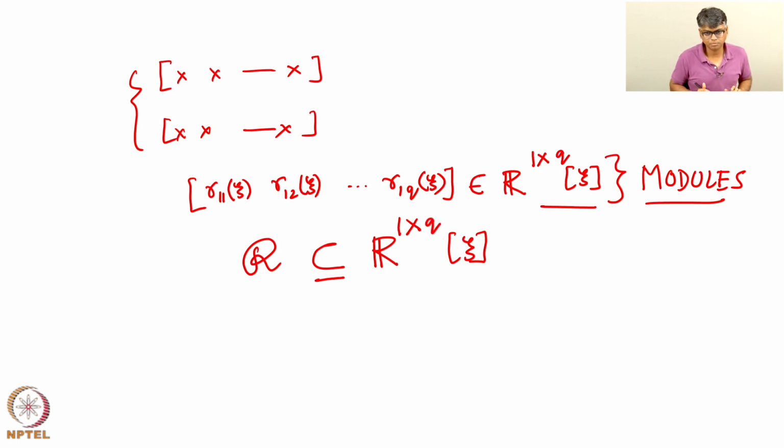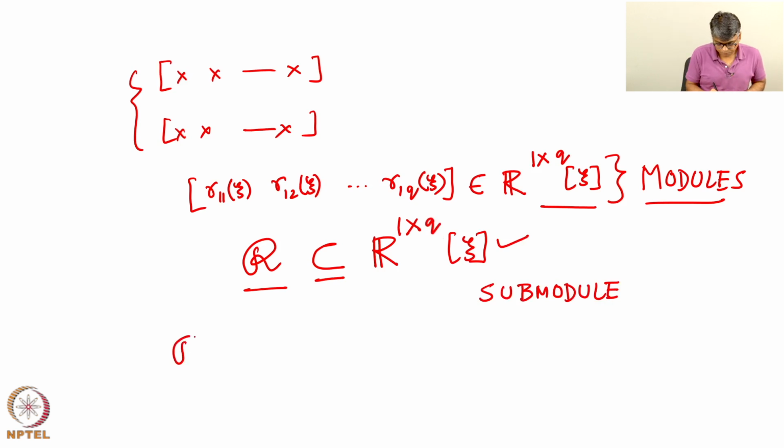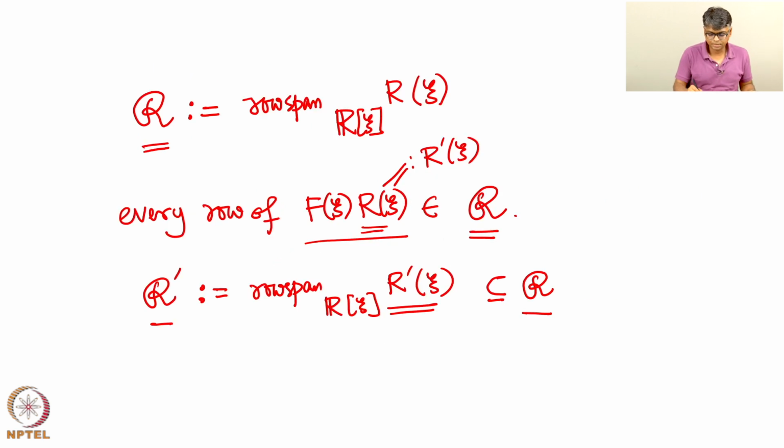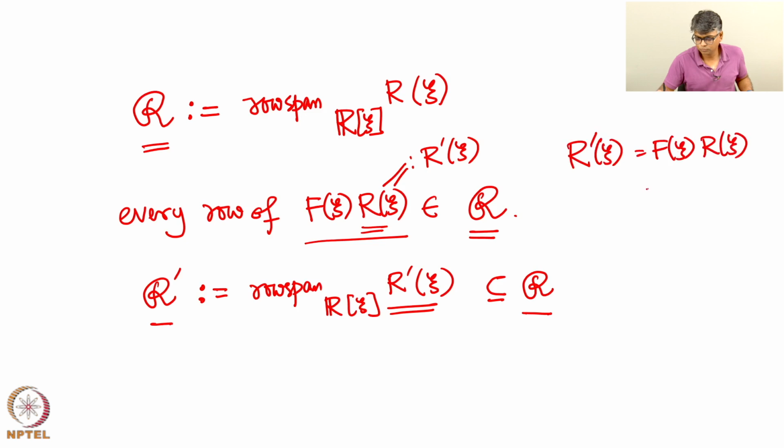So, here is one such example of a module, and R, the row span of this matrix R(ξ), is actually a submodule of, like we have subspaces, here we have submodules. This is a submodule of this module, okay. What we have seen here is that R' is a further submodule of R when the relation between R and R' is given by this: R'(ξ) is equal to F(ξ) times R(ξ), okay.